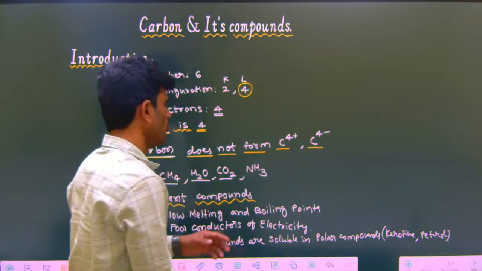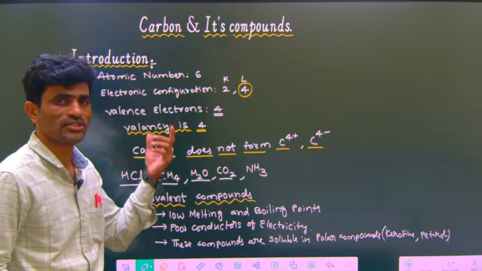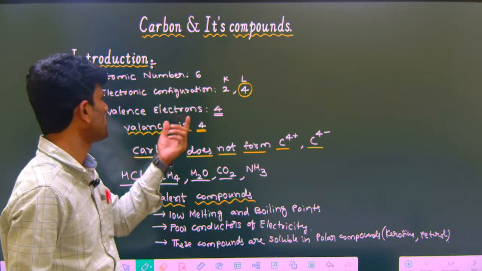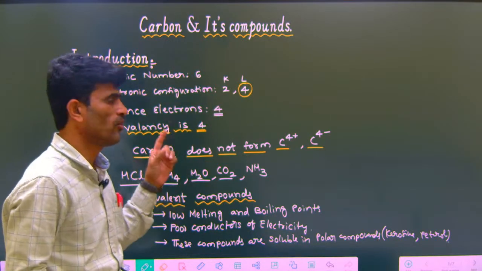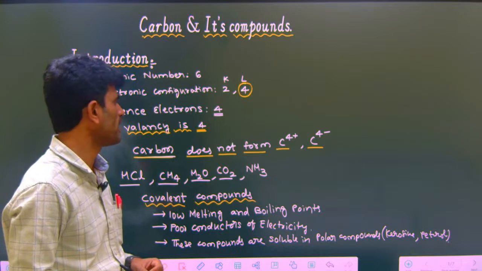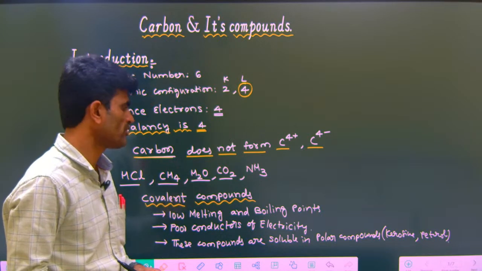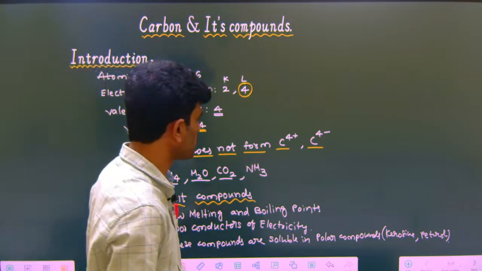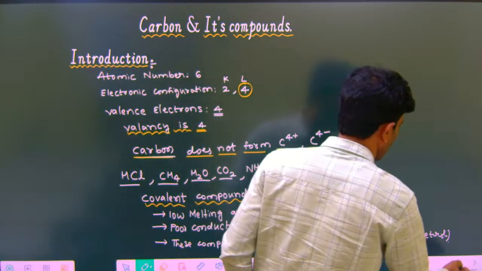Up to here, I hope you all understood. What we discussed: what is carbon, what is carbon's atomic number, what is its electronic configuration, how many valence electrons are there, why it will not form a positive or negative ion, how covalent bonds are formed, and what the main properties of covalent compounds are.